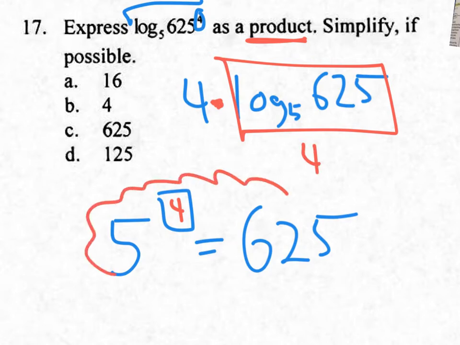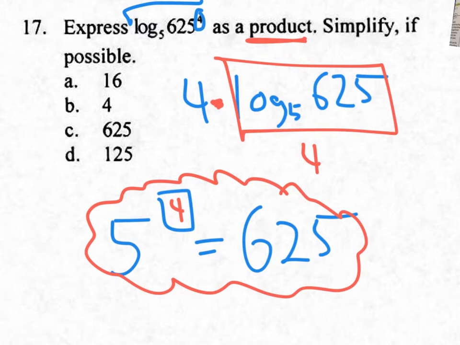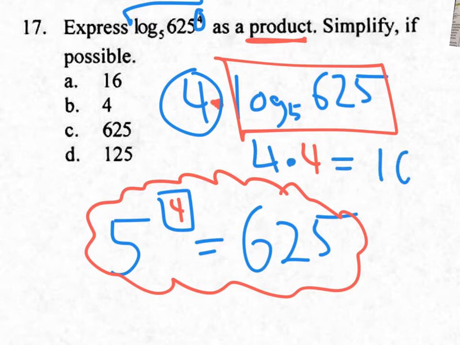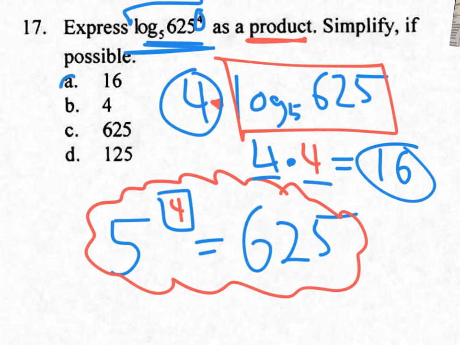How do I know that? Because of this thought process, that 5 to the fourth power is 625. So I really have this 4 that's out in the front, 4 times 4, so my final answer is 16. If I were to express this original logarithm as a product, I'd have to multiply 4 times 4, which means my final answer is 16. And that's how we get A for number 17. And if you guys understand that, you should be able to practice with number 18, I believe, because it's the same exact math. It's just different numbers.